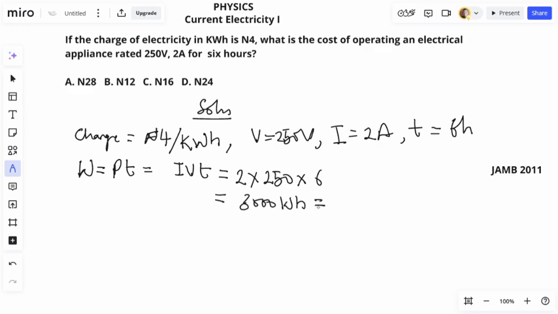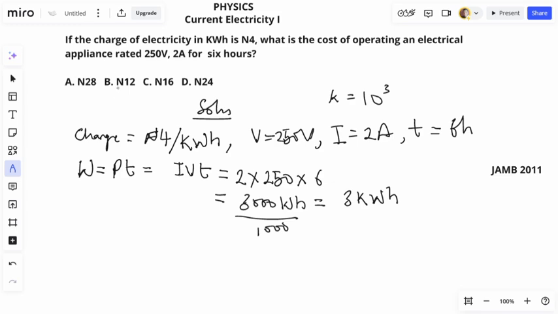However, the unit for calculating electrical energy is usually given in kilowatt hour. This kilo here is a prefix. Kilo, K, means 10 raised to power of 3. So if you want to convert 3,000 watt hour to kilowatt hour, you have to divide it by 1,000. So that will now give us 3 kilowatt hour. So the total energy consumption of this appliance is what? 3 kilowatt hour.